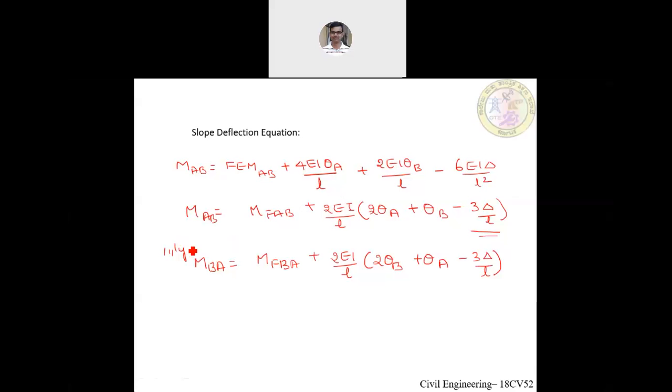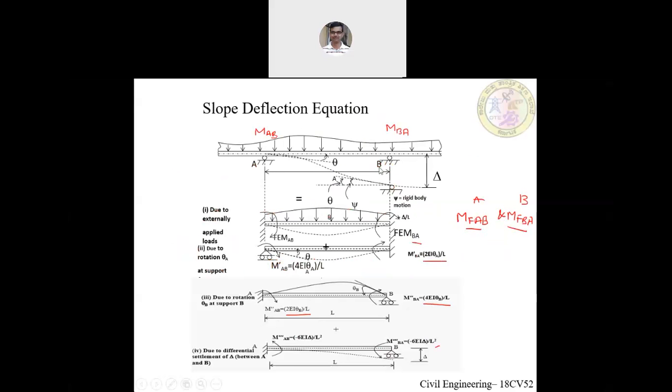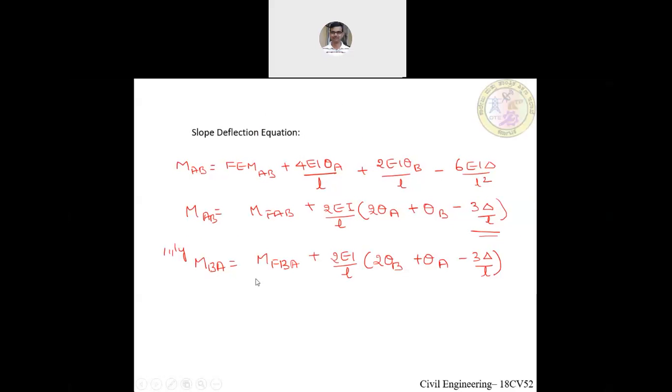Similarly, by adding all the parameters at support B, I'll be able to get the total moment acting at support B, which I am calling MBA, which is equal to MFBA plus 2EI/L into 2θB plus θA minus 3Δ/L.